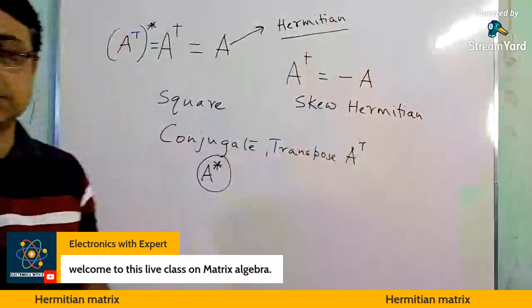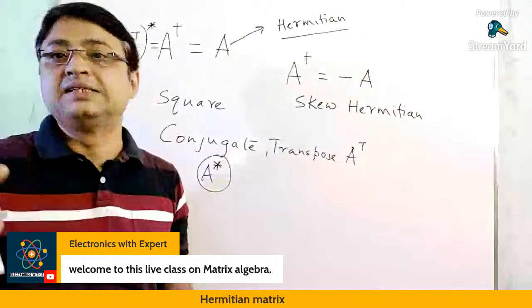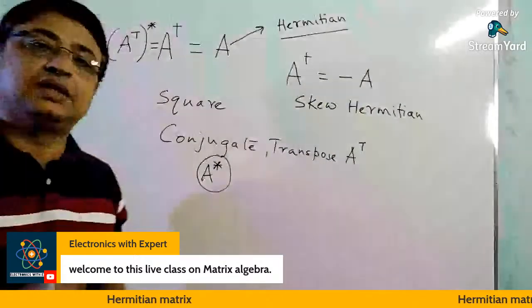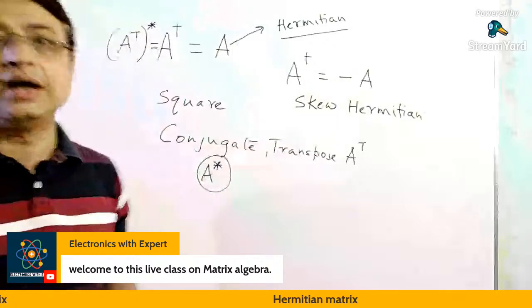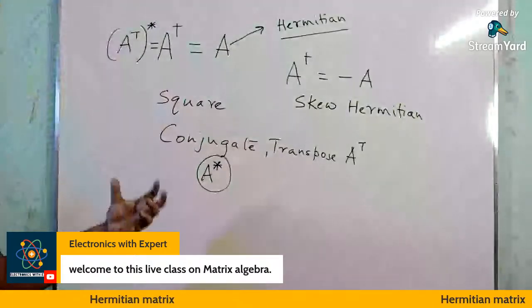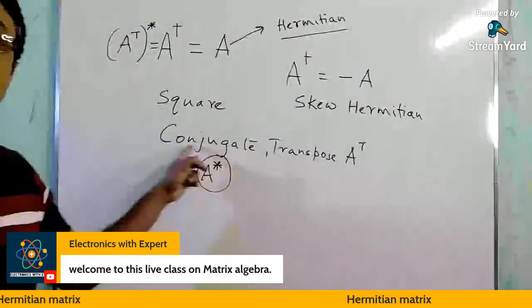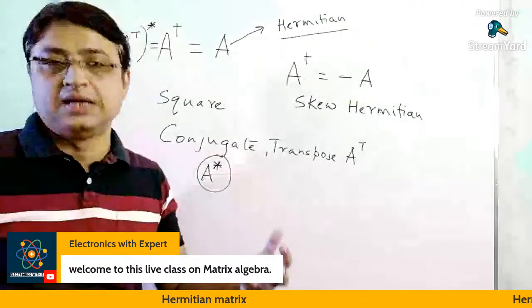Now, if a matrix is a real matrix, that is, if the elements of the matrix A are not imaginary but they are real, so what happens? For a real matrix, actually you can't find out the conjugate, because every term is a real term.